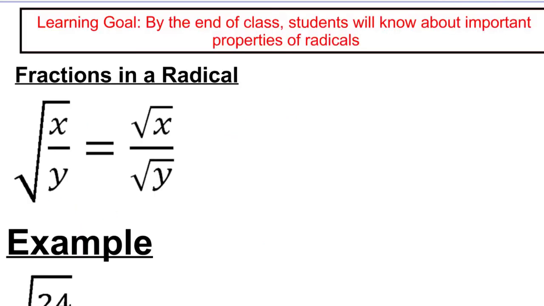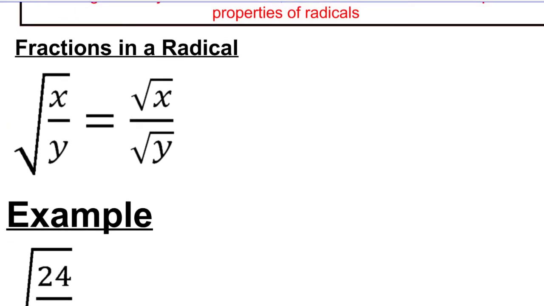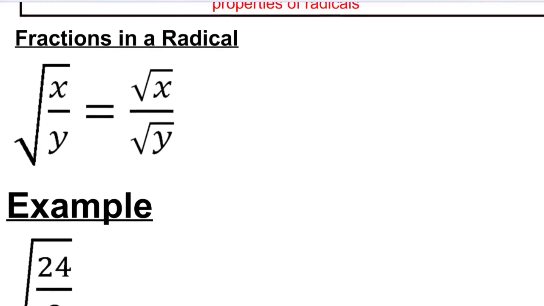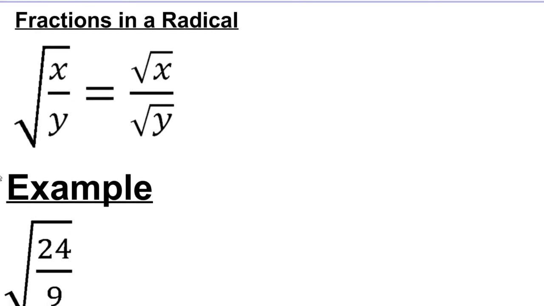All right, so here's our last property that we're going to talk about today, or at least in this video, and that is what happens when there's a fraction under a radical. So the concept of a fraction under a radical is pretty straightforward. We're just going to say if there's a fraction under the radical, we can treat this like two separate problems. I can give the radical to the numerator and to the denominator separately.